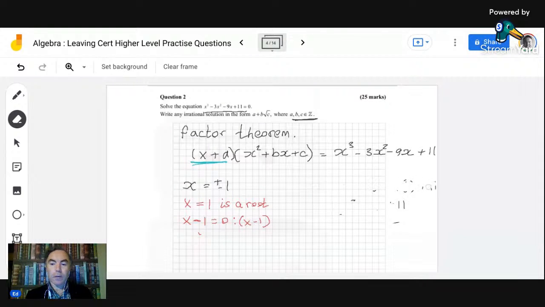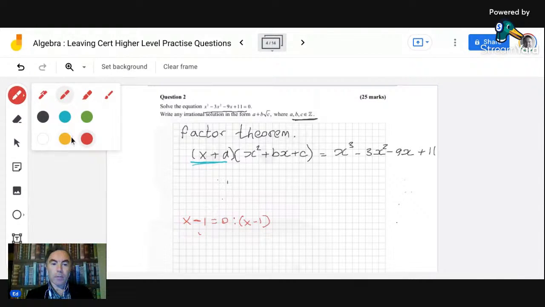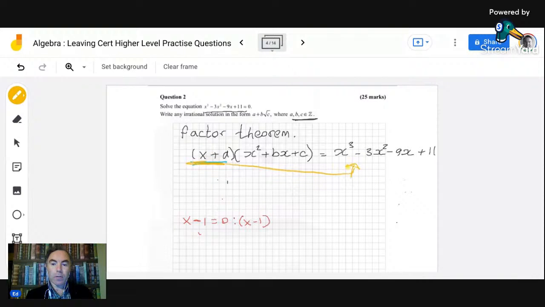So you can see there that the factor theorem makes sense, because once we divide across now by the root, the x minus 1, we can get the quadratic. So what I'm talking about there is, when we have this, we will divide that into the cubic, okay, and then that will give us the quadratic. Okay, so let's get doing the long division.